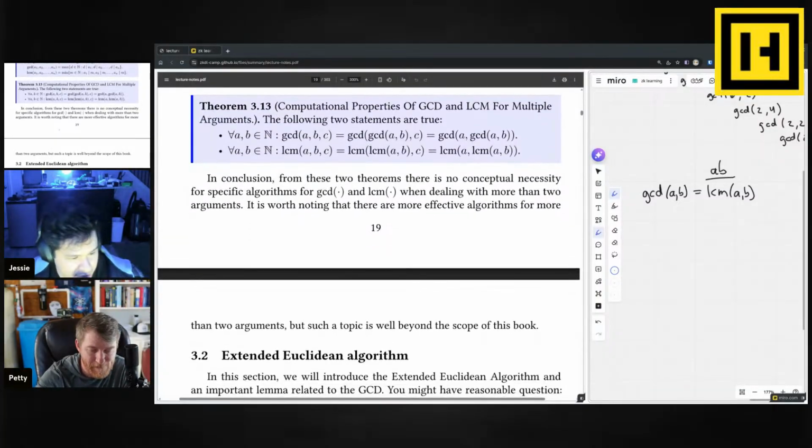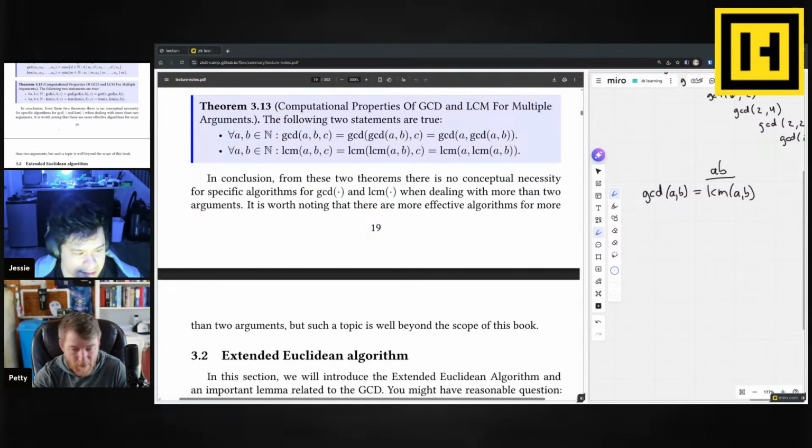In conclusion, from these two theorems, there is no conceptual necessity for specific algorithms for GCD of anything and LCM of anything when dealing with more than two arguments. It is worth noting that there are more effective algorithms for more than two arguments, but such a topic is well beyond the scope of this book. Interesting.